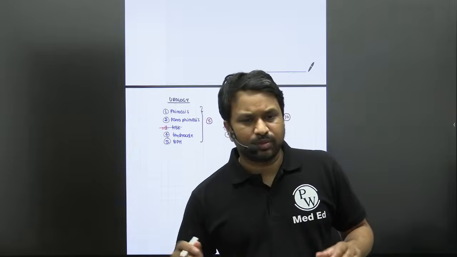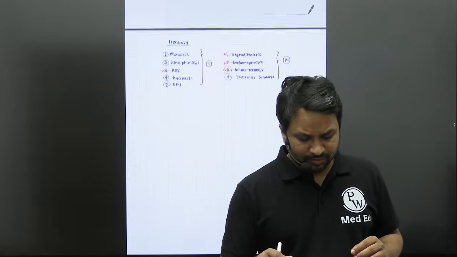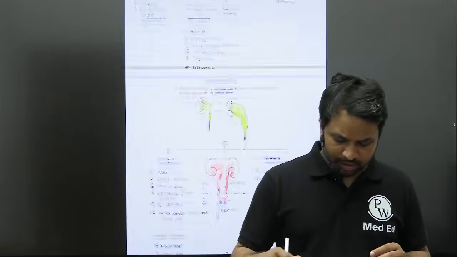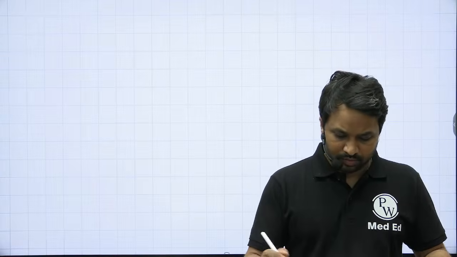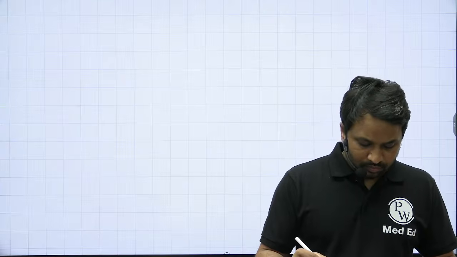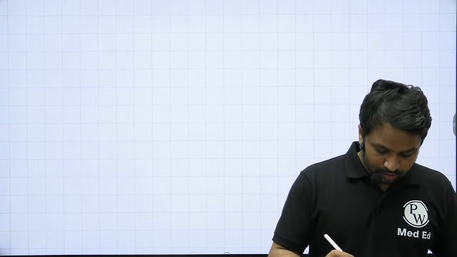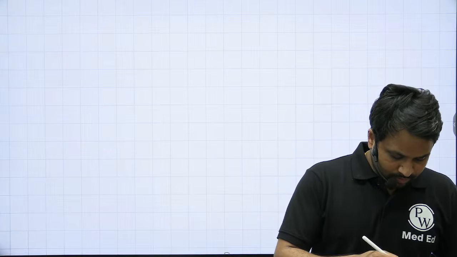Now, the small ones, which are your phimosis, paraphimosis, hydrocele, all these are going to be just a definition. So we'll start with small components and then we'll pick it up from there. The first one is going to be phimosis.